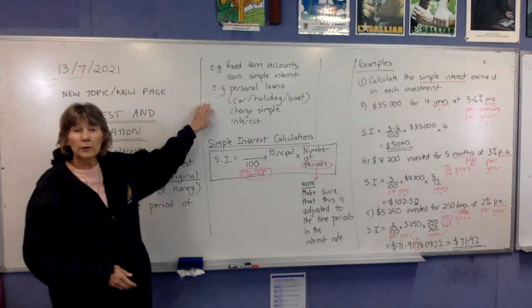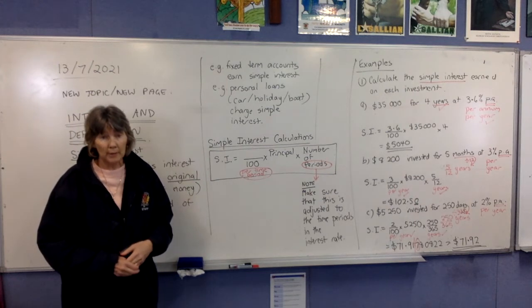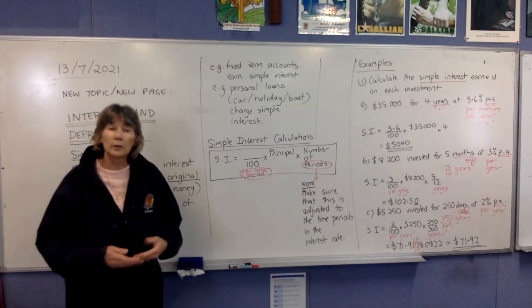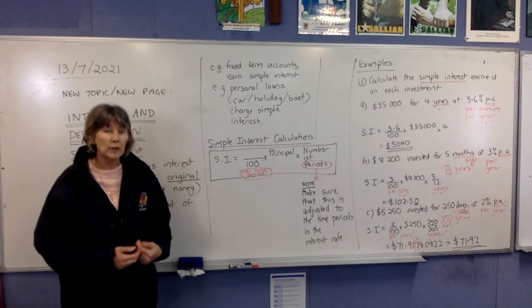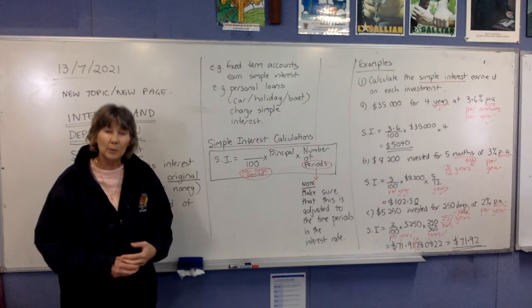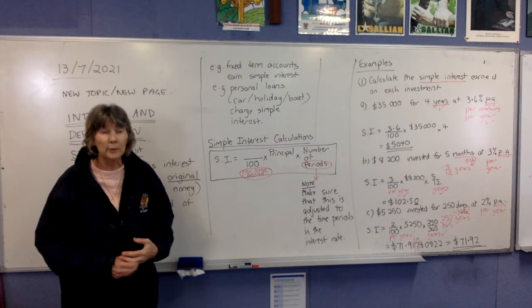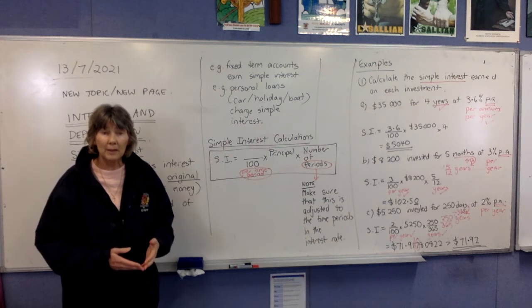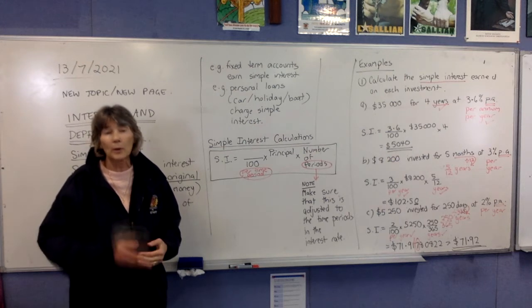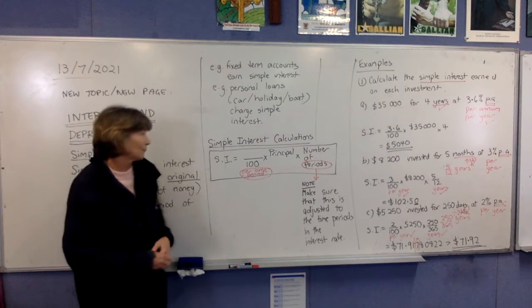Personal loans charge a simple interest rate, and it's not a very cheap way of doing it because even though you're paying the loan back, they are still charging you interest on the original amount you borrowed. So if you buy a $20,000 car and borrow $20,000 from a bank, you're paying back the interest that they charge on the whole $20,000, even though you are making repayments on it.